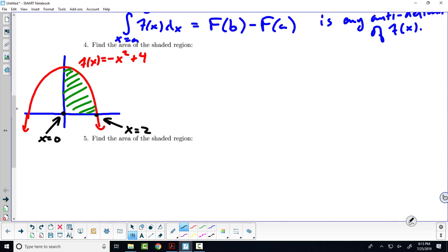So the first thing you do is know how to translate that curve question into a calculus question. So everyone, let's write the definite integral from x equals where? 0. We customarily go left to right on this. X equals 0 to x equals 2 of negative x squared plus 4 dx.